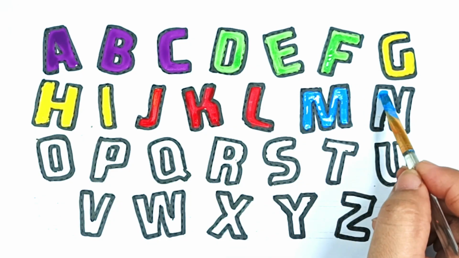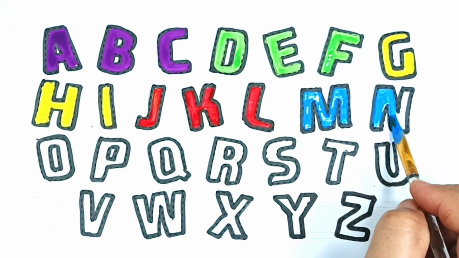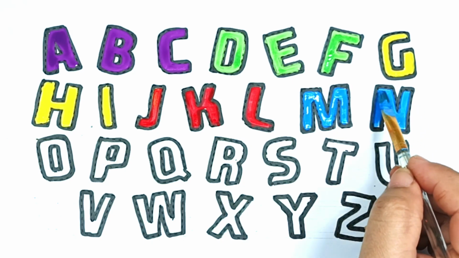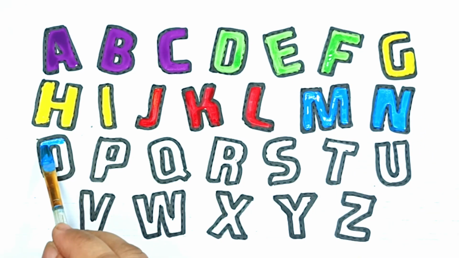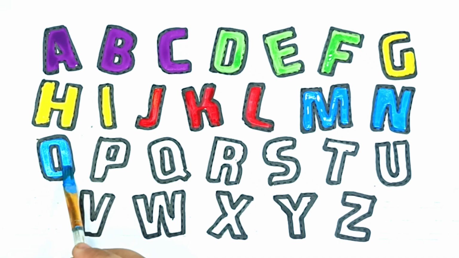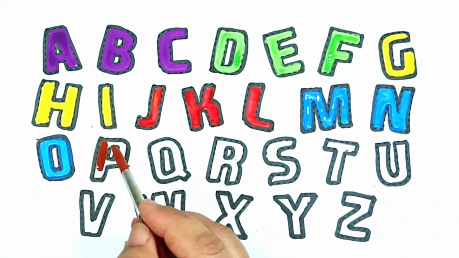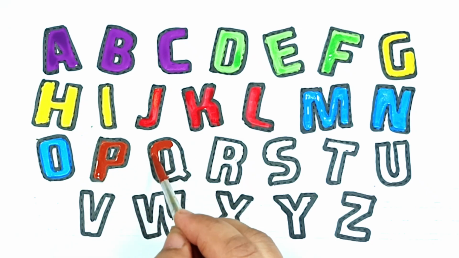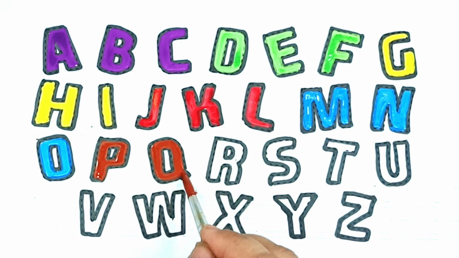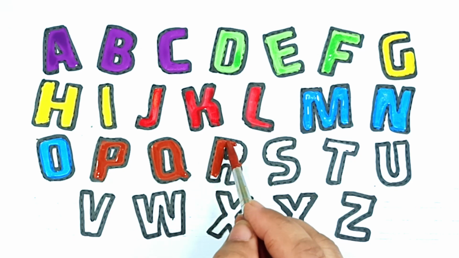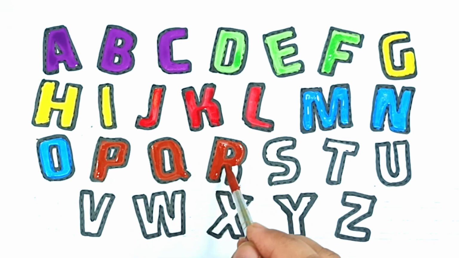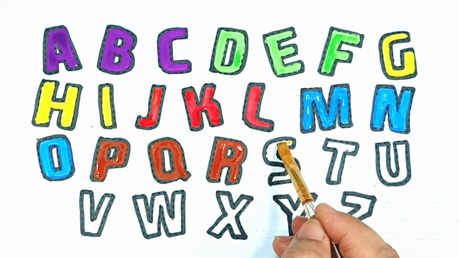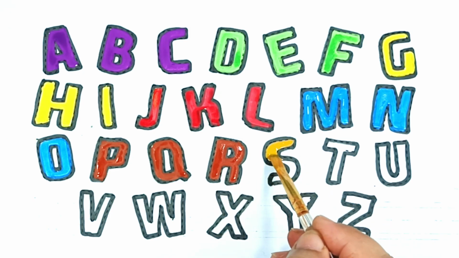M for man. N for net. O for onion. P for pen. Q for queen. A, B, C, D, E, F, G, H, I, J, K, L, M, N, O, P, Q, R, S, T, U, V, W, X, Y, and Z. Now I know my ABCs. R for ring. Next time, won't you sing with me?